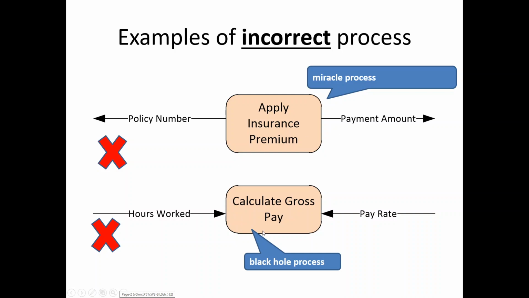And then we have this example. This example has two inputs, but it doesn't generate any output. So this process is called a black hole process. If a process doesn't generate any information, then this process is just useless.